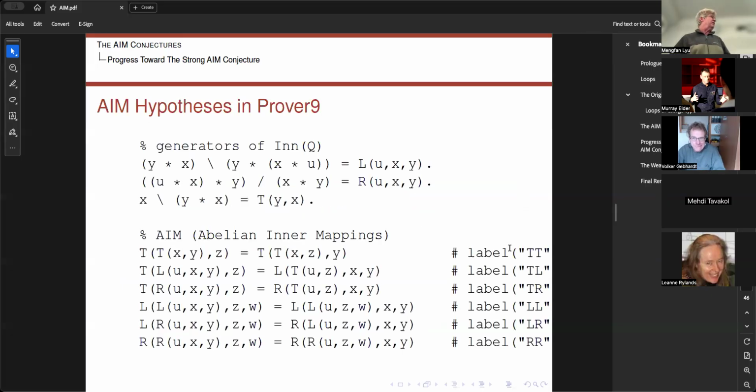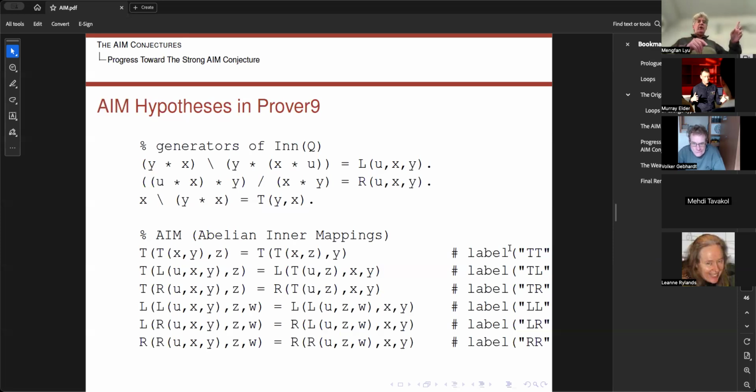Now this got cut off a little bit because I was using a monospaced font. But here is some input. At the beginning there, you've seen that one before. Those are the definitions of the inner mappings. And here is the assertion that the inner mapping group is an abelian group.